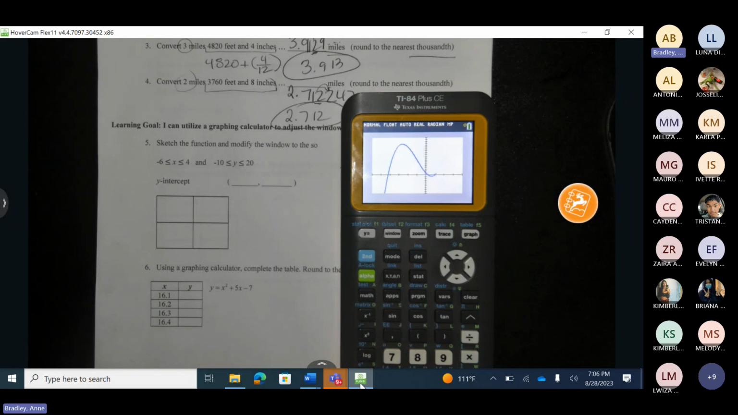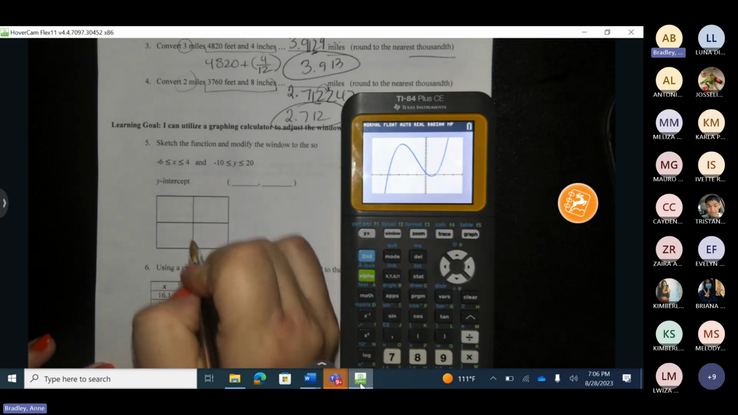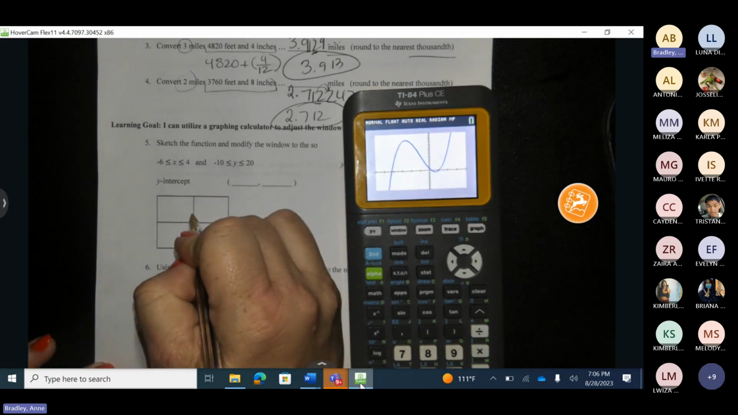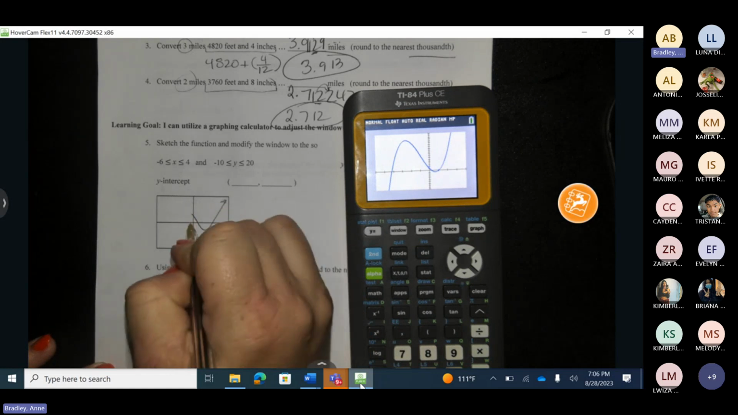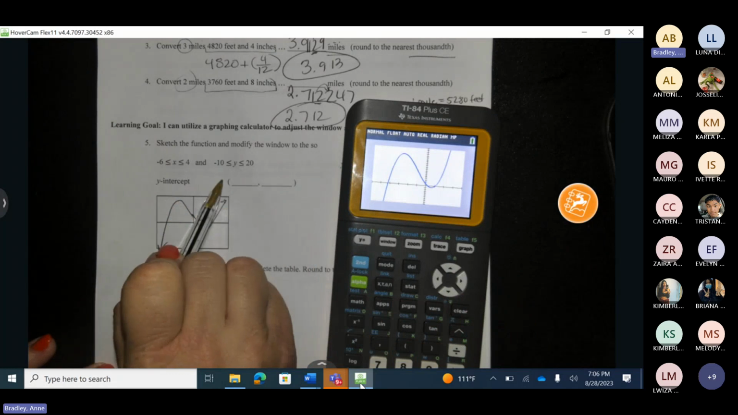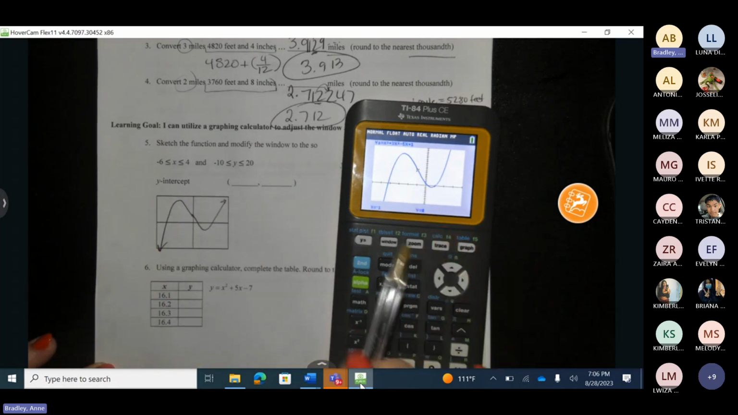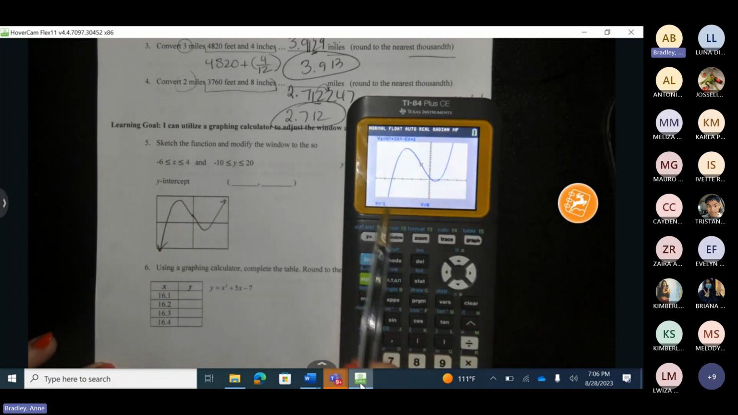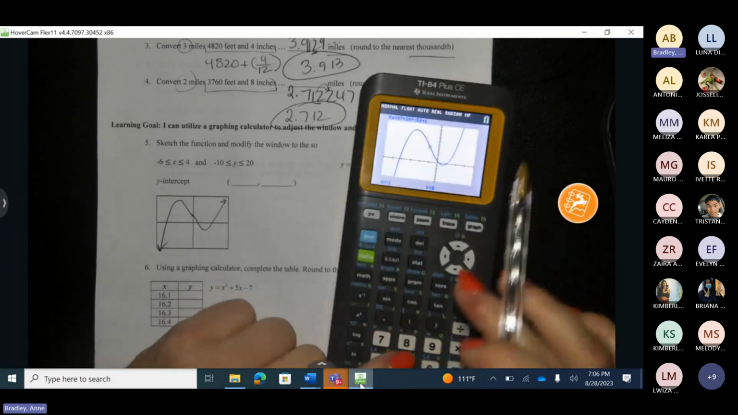Okay, now I'm going to graph it. And now based just on this window, it wants me to draw the picture. Okay, so notice it comes over this part and goes up. It goes something like this. And now it says, what is the y-intercept? The first time you hit trace, and remember for y-intercepts, I already mixed up.